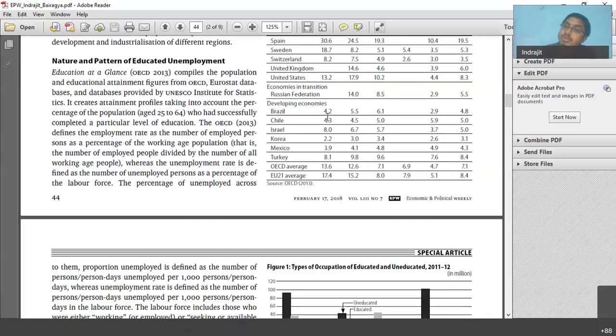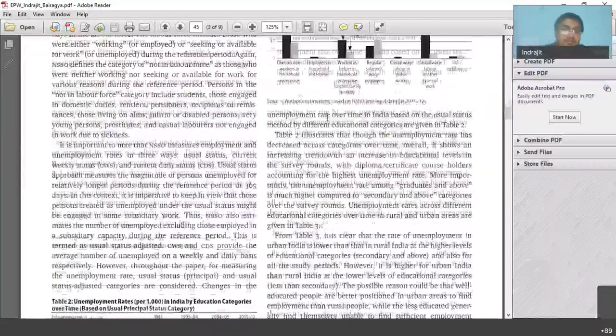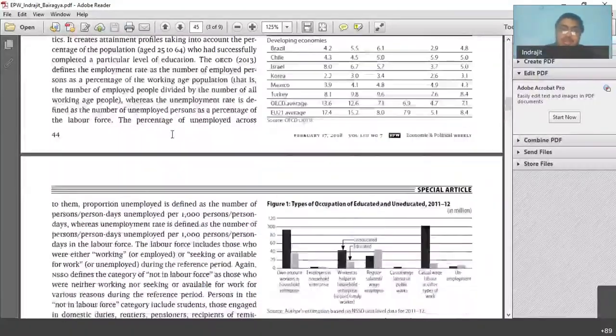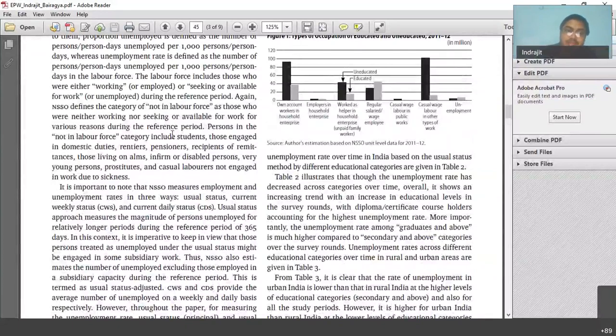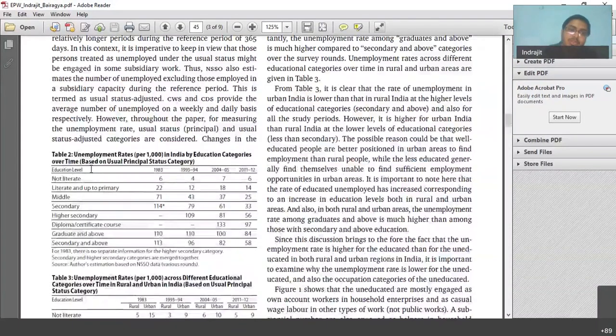So what is the story of India? If it is true for India, why is it happening? So here I have started the discussion with India. As an empirical researcher, when you move to any discussion, you have to be very particular about the parameters of estimation. Now I have moved to the unemployment rate, because this is the data I have, the table I have created based on NSSO data.